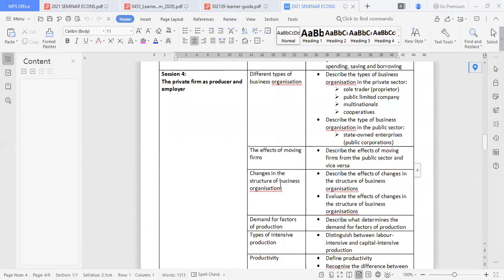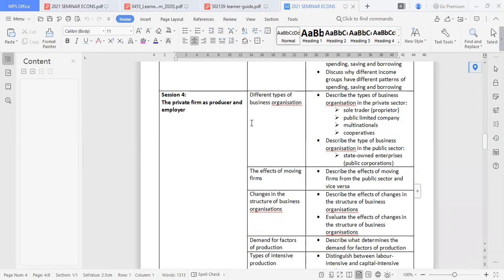So another thing that I want to emphasize down here, please look into the keywords. All right. Sometimes you see different types of business organization: sole trader, public limited, multinational, cooperative. We have learned this in business as well. Some students will take all the knowledge from business and try to put it in economics. Honestly speaking, it's not going to help you. Right? So please be careful.